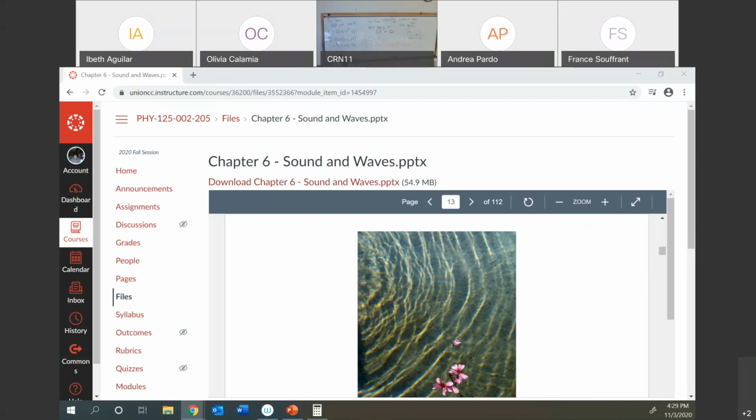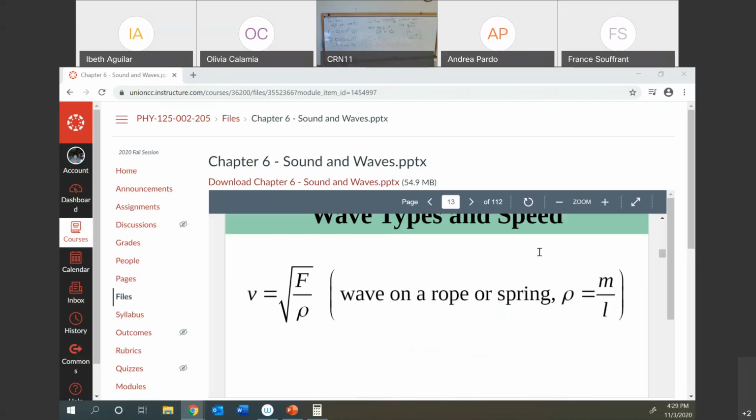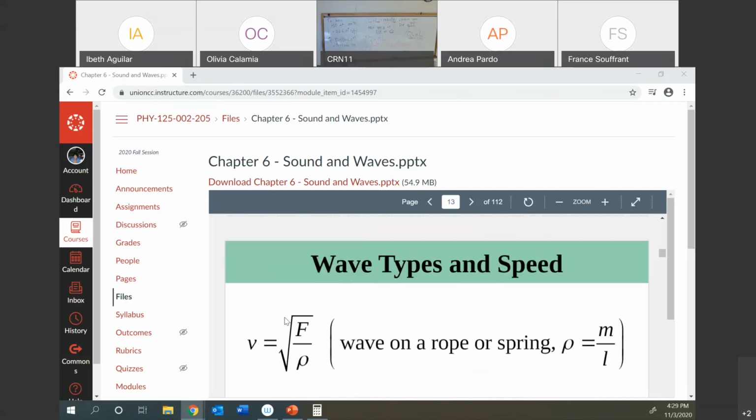Now, a wave has a speed. Now, the first equation they give you has to do with the tension force and the linear density of the string. There, mass divided by length.